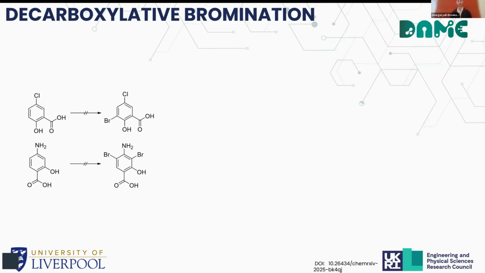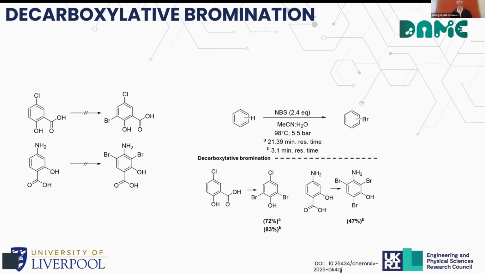Now expanding the scope further upon the bromination of the salicylic acid derivatives, it stands to reason that you would assume that these products on the right would form. However, as you can see here, that was not the case, and these were not the products that we observed. We instead observed a Hunsdiecker type reaction, so decarboxylative bromination. You can see where the carboxylic acid group has left and where the bromine has formed by these red bonds.